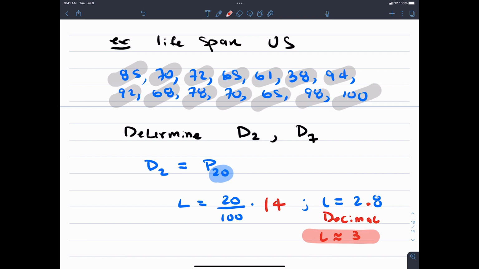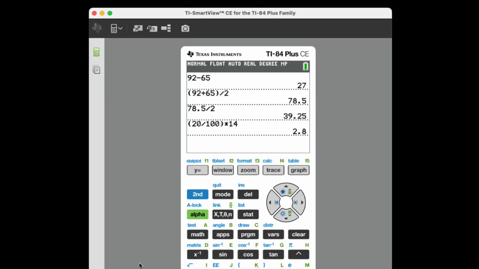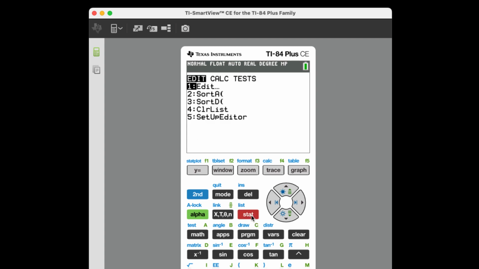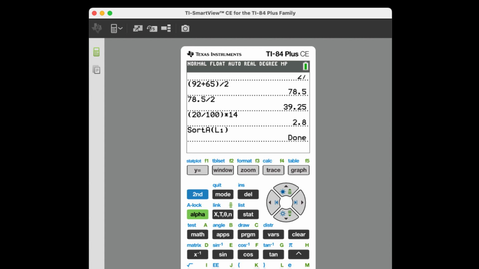What do you do the night before? You actually sleep, ladies and gentlemen. I hate to break the news to you. All right, you're going to go where? You're going to sort your data. Stat, then down to Sort. And what are you sorting? L1. So you hit second one, close it. And guess what? You just sorted.